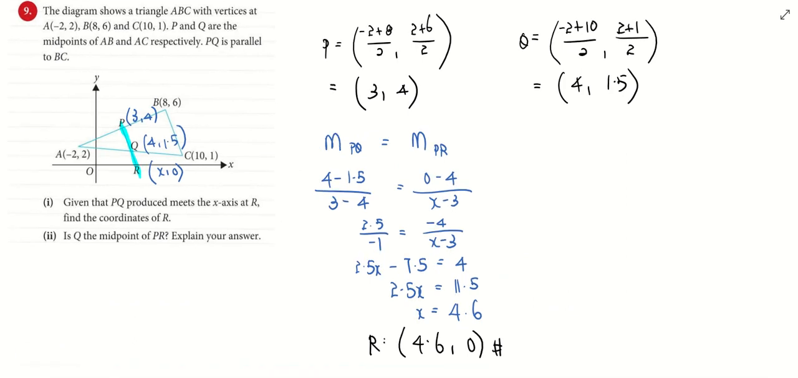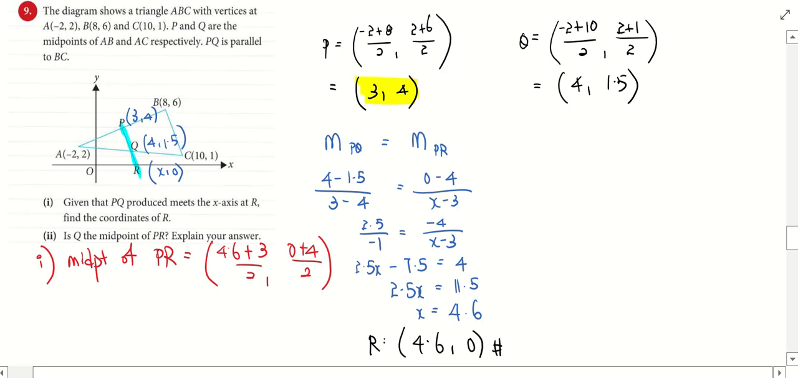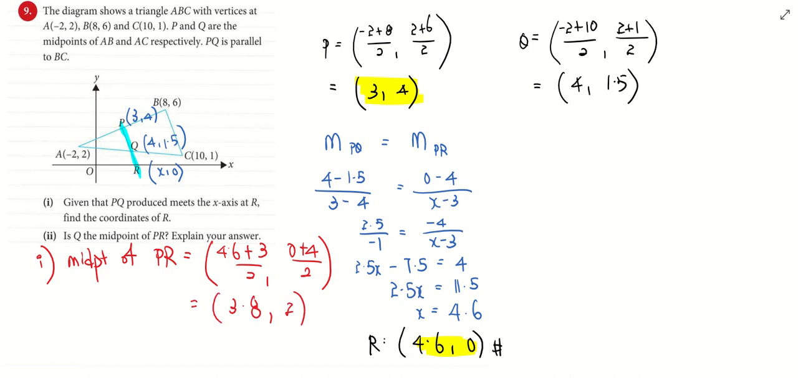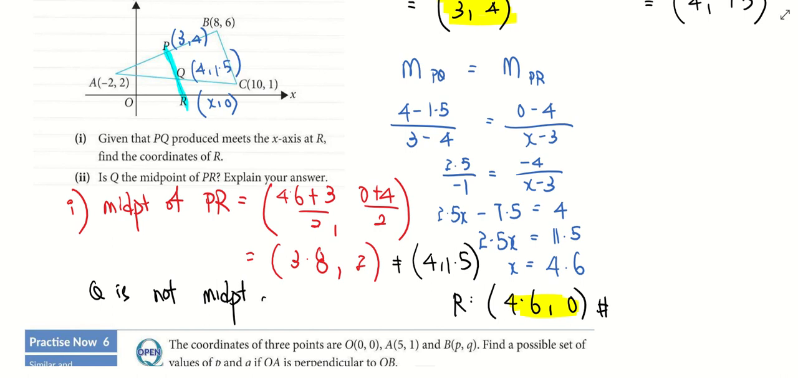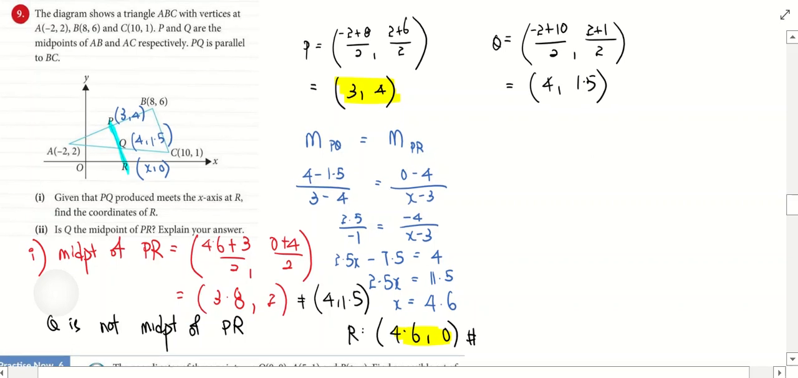So for part 2, is Q the midpoint of PR? Let us find the midpoint of PR. Using the midpoint formula, I need to identify my coordinates for P as well as my coordinates of R. Find the midpoint. Notice this is totally different from my coordinates of Q. So this is definitely not equal to (4, 1.5). So what do I conclude? Q is not the midpoint of PR. All right, and I've completed this application word problem.